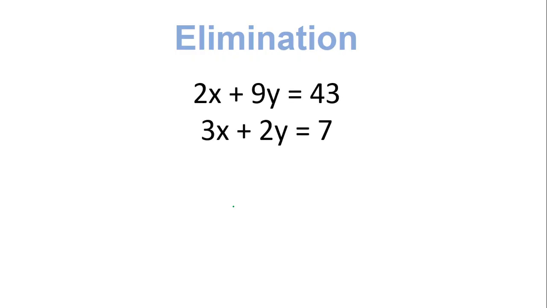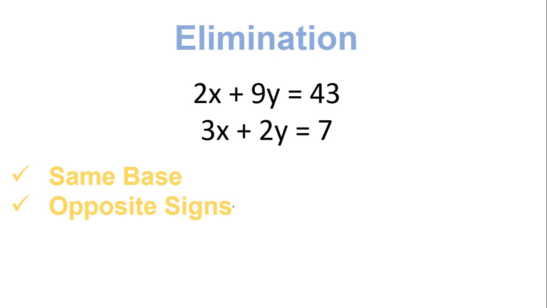Now here we have 2x plus 9y equals 43 and 3x plus 2y equals 7. Again, you are supposed to have the same base and the opposite signs. Now if I try and work out the x's, are the bases the same? No. Here there's a 2x, here there's a 3x. The bases are not the same. Then we have opposite signs. Do these have opposite signs? Here there's a positive 2, here there's a positive 3. Both are positive. No. None of the conditions are satisfied when I'm dealing with x.